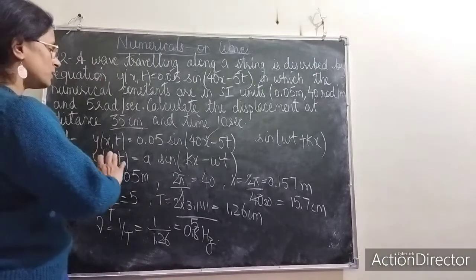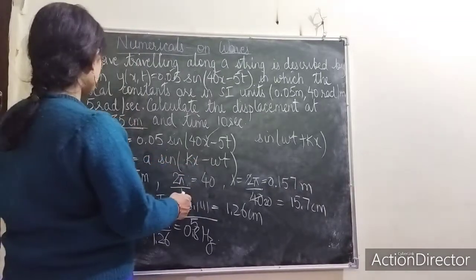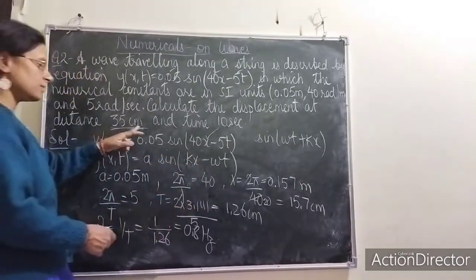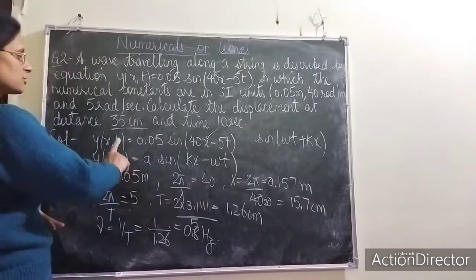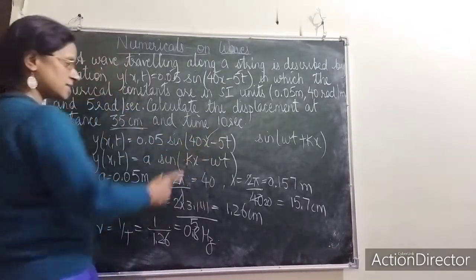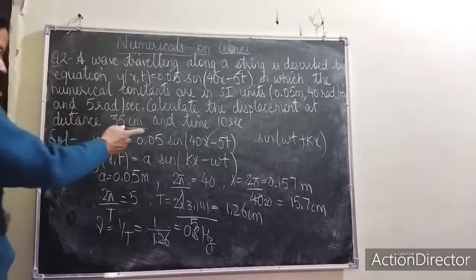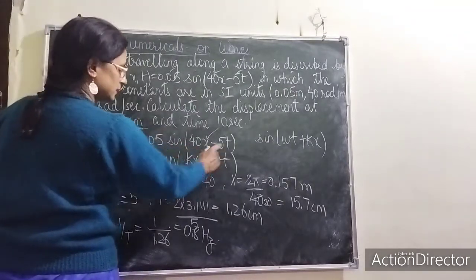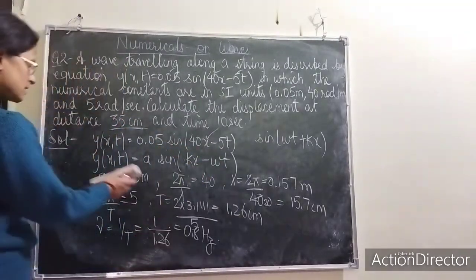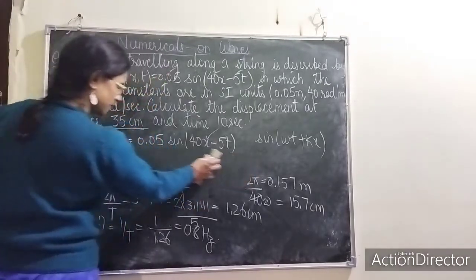Now we will substitute the values along with the value of x, that is 35 centimeter. All the values we have written in the CGS unit only. X is 35 centimeter, t is 10 seconds. So the values we will write in the CGS unit only in this equation particularly. I am rubbing this particular thing.